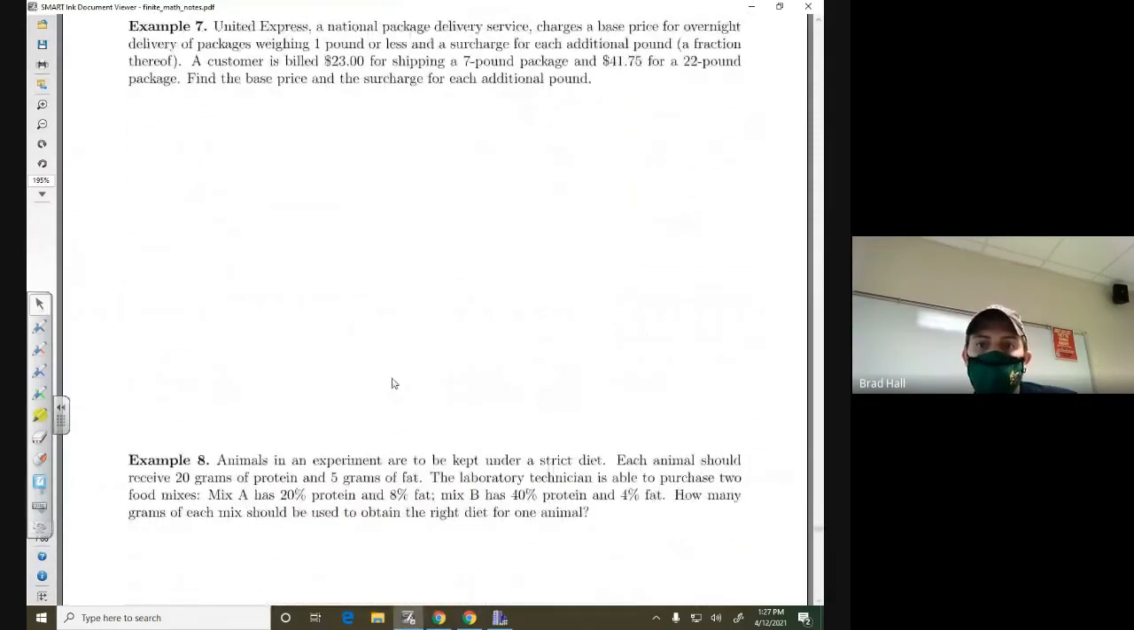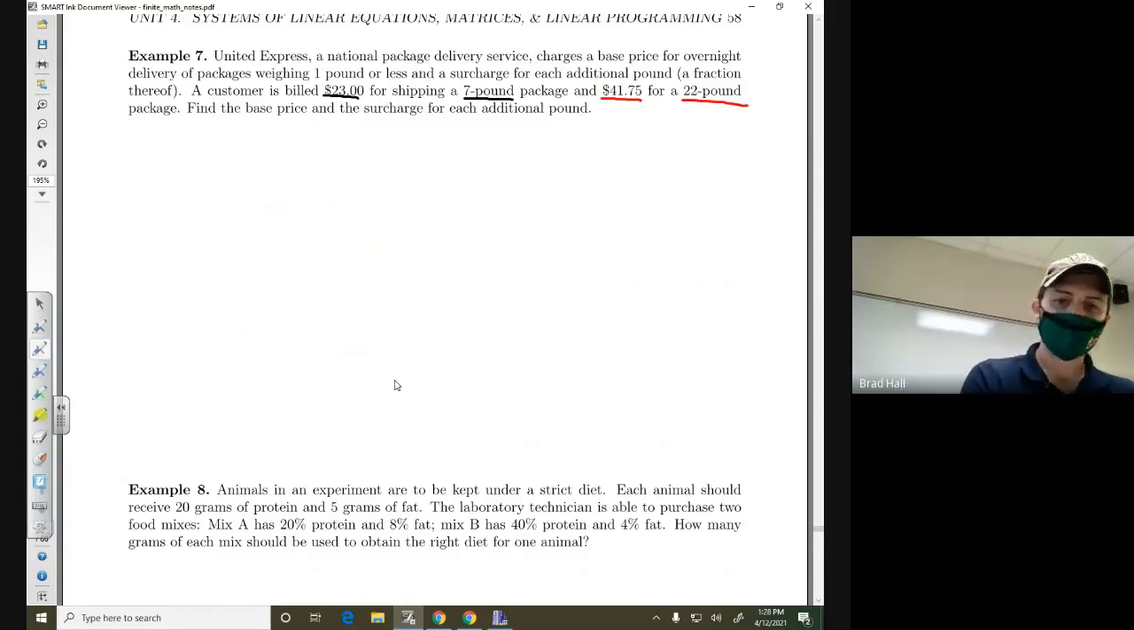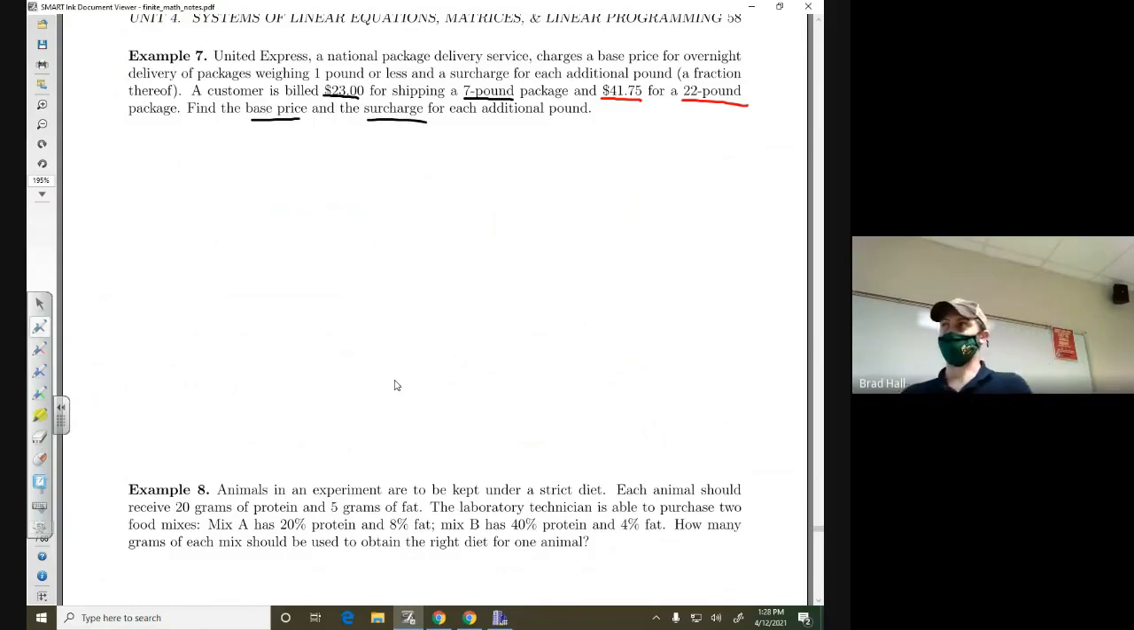Okay. Example 7, there's some delivery service. They charge a base price for anything weighing a pound or less, and then a surcharge for each additional pound. They tell us that some customer is billed $23 for shipping something that's 7 pounds and is charged $41.75 for shipping something that's 22 pounds. They want us to figure out what the base price and the surcharge are.